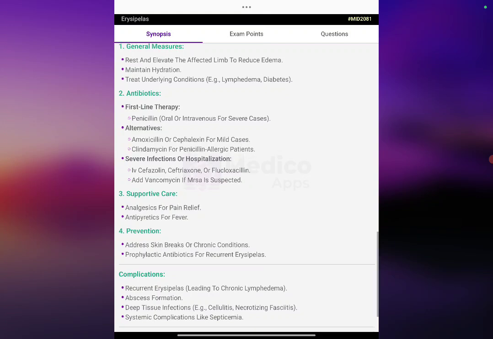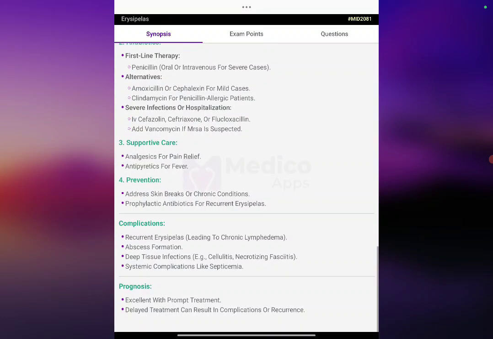Clindamycin for penicillin-allergic patients. Severe infections or hospitalization: IV ceftriaxone or flucloxacillin. Add vancomycin if MRSA is suspected. Supportive care: analgesics for pain relief, antipyretics for fever. Prevention addresses skin plaques or chronic conditions. Prophylactic antibiotics for recurrent erysipelas.